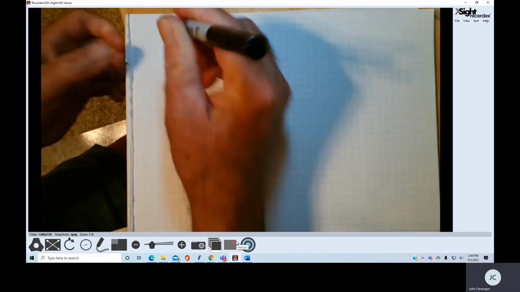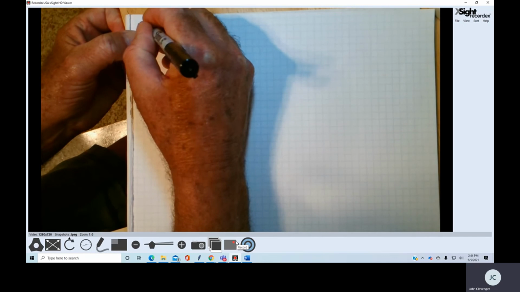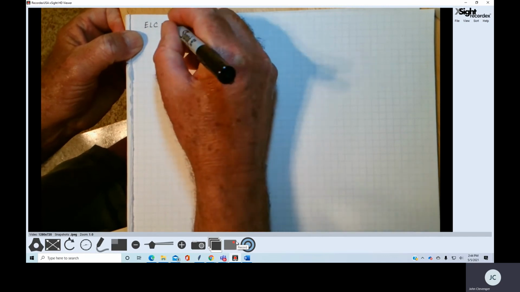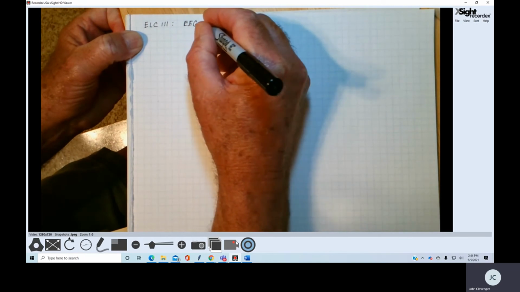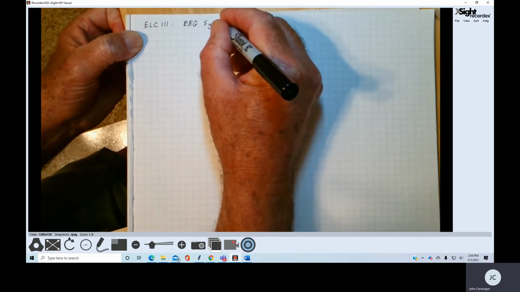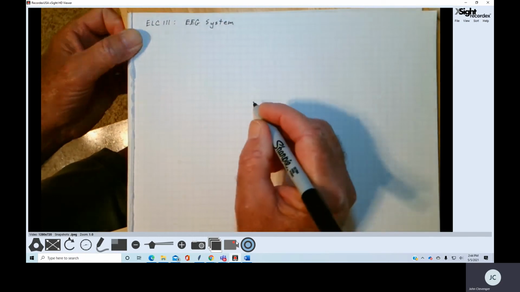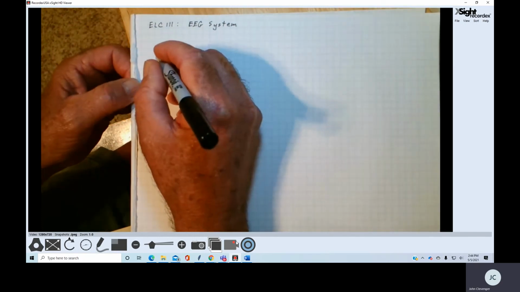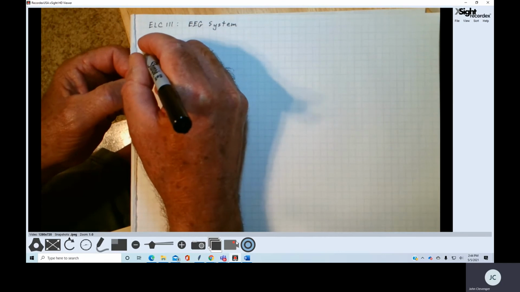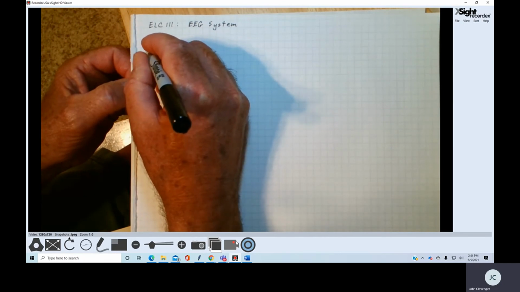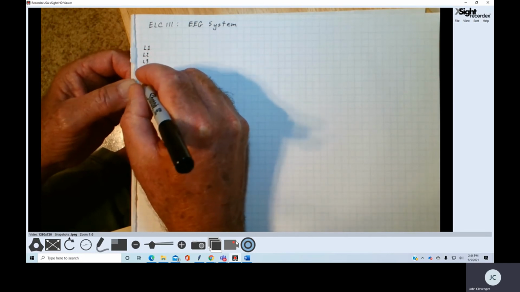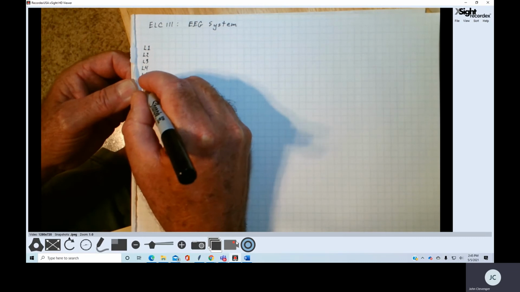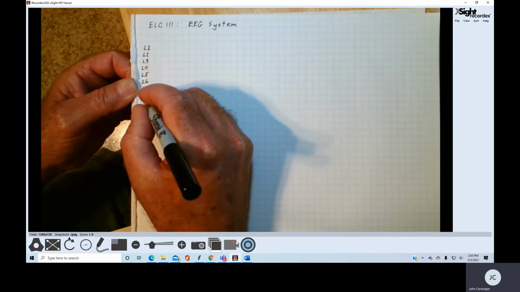So this is ELC 111. And what we're going to do in this presentation is look at putting all these parts together to build an EEG system. So coming into our EEG system, we've got a series of leads. Let's just refer to those as L1, L2, L3, L4, L5, L6, L7, and L8.